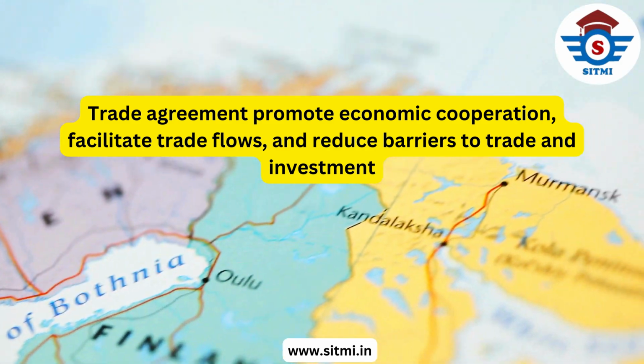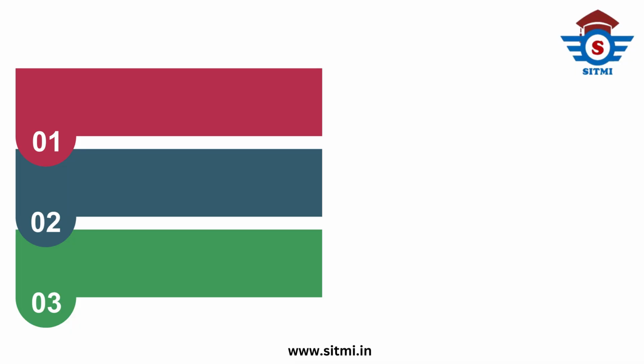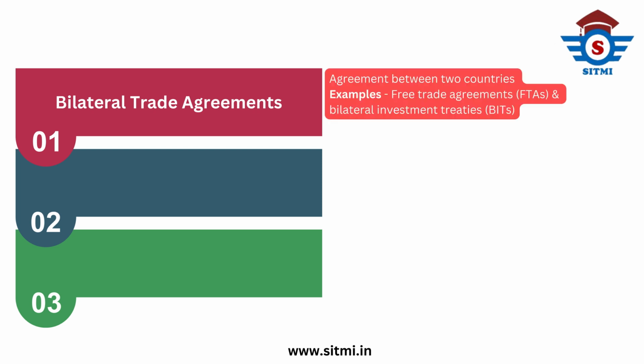Now, let's understand what the types of trade agreements are. There are basically three types of trade agreements. The first one is bilateral trade agreements. These are agreements between two countries to facilitate trade and investment between them. Examples include free trade agreements, FTAs, and bilateral investment treaties, BITs.